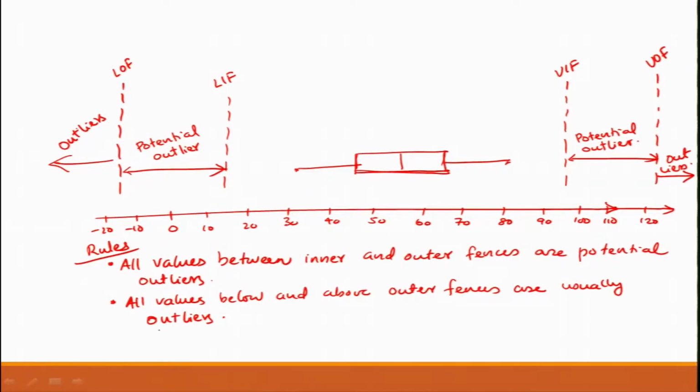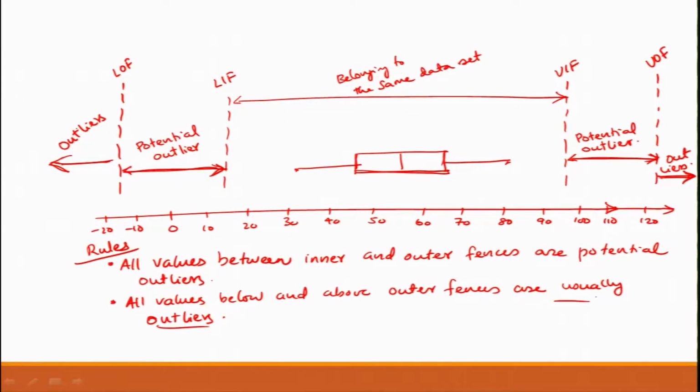So, the values between these inner fences are supposed to be belonging to the same data set. So, as long as the values are lying between these inner fences, you can call it as they are kind of behaving like the other data points, but the values between the inner and the outer fences typically become what we call as the potential outliers, and the values outside the outer fences, okay, below the lower outer fence and above the upper outer fence becomes outliers, okay, designated outliers.